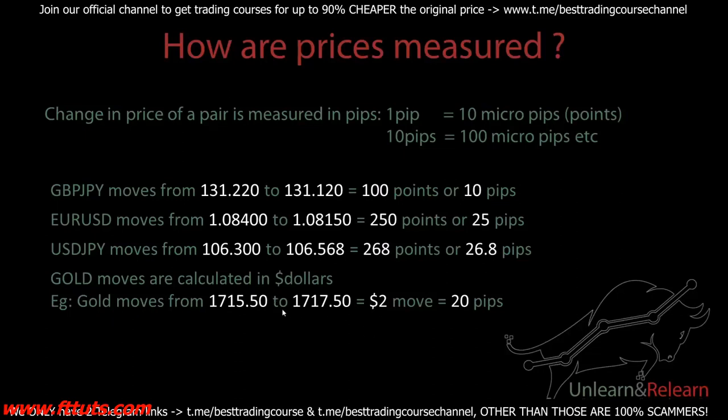You have to understand this: when you're looking at gold prices on your charts, you're always looking at dollar values. Right now gold is at $1,715.50. If gold moves to $1,717.50, that's a change of $2, which means gold has moved by 20 pips. If gold moved from 1715 to, let's say, 1720, that's a change of $5, which also means gold has moved by 50 pips.